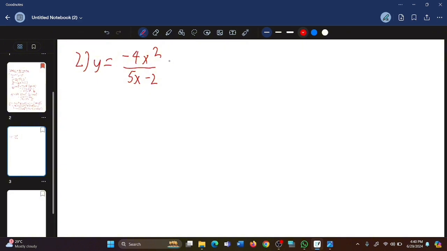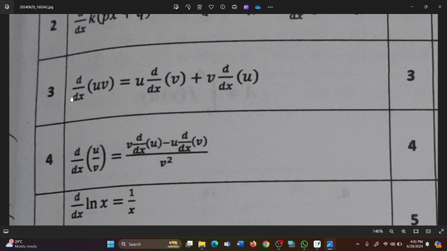If you see in this case, we are dividing factors. That is, we have a numerator and a denominator. In the numerator, we have minus 4x squared. Then in the denominator, we have 5x minus 2. So we have variables in both the numerator as well as the denominator. Thus, we have to use the formula of u by v. If you look at the formula list, there is a particular formula given for such an equation.